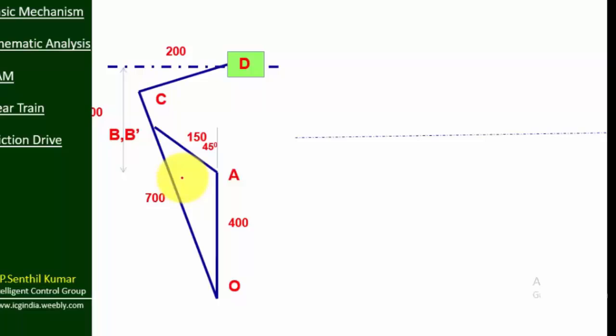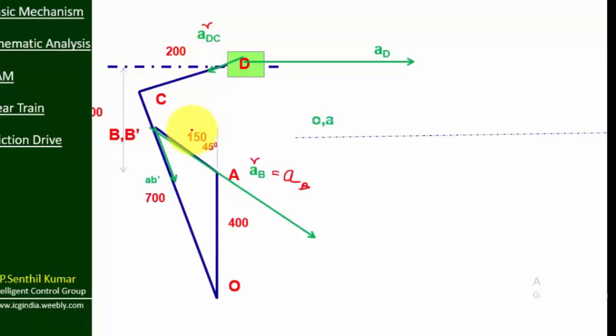The acceleration component is always parallel. So this is A radial of B. There is no tangential component, so we can take it as AB. Then this is the acceleration component of B dash O, along the line of OB dash. Then the acceleration component of the slider is always along the line of the stroke. Then A radial of DC, again we need to draw a perpendicular line for this. So that's it. Now identify the fixed point, O on A, so we can take O on A as the fixed point.